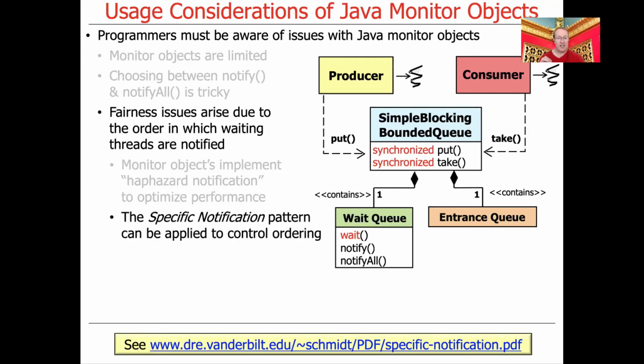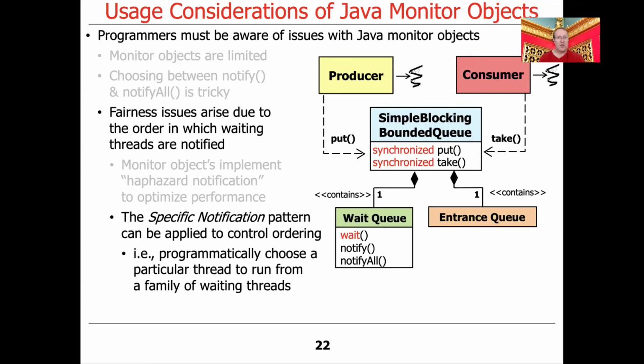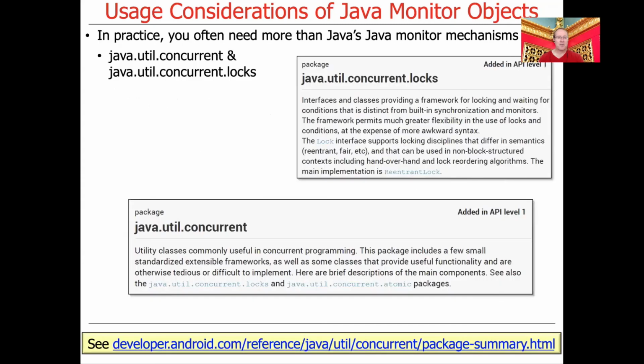If you want to get control, then what you need to do if you're using built-in monitor objects, and for that matter, if you're using condition objects too, is use something called the specific notification pattern. We're going to talk about specific notification shortly, and that's going to be important for your next assignment. You can take a look at the link at the bottom of the page for more information. What that pattern does, as we'll see, is it allows the implementer to programmatically choose a particular thread to run next from a set of waiting threads.